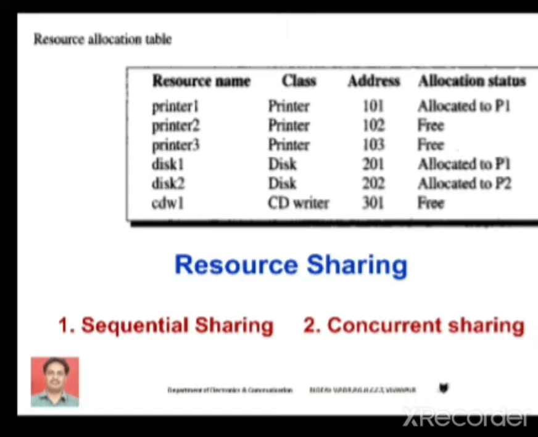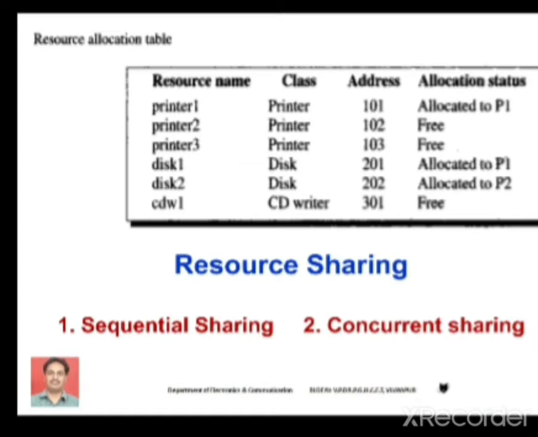Students, the available resources in the computer can be shared in two ways. Some of the resources can be shared sequentially and some of the resources can be shared concurrently. As the name itself indicates, sequential sharing means a resource is exclusively allocated to a program. Only when that program completes usage of that resource can it be allocated to another program. And in concurrent sharing, the same resource can be shared by multiple programs simultaneously.